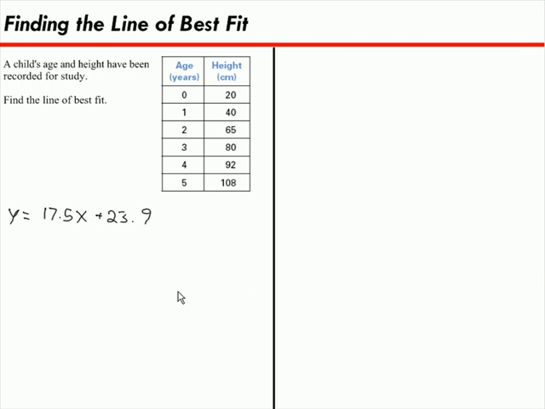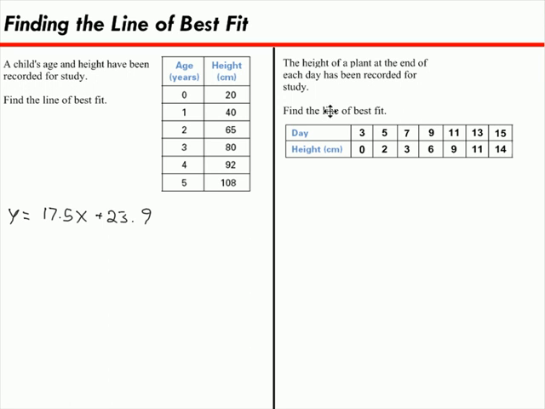Okay, so keep your calculator handy because now it's time to try one on your own. Here's your example problem. The height of a plant at the end of each day has been recorded for study, and they've given a table that looks like this. You can see there's day 3, 5, 7, 9. It looks like they took a measurement every 2 days, and the height in centimeters for that day is given below. And we're being asked to find the line of best fit. So try that using the steps that I showed you earlier, and if you need to rewind the clip to see how I did it using the calculator, feel free, and I'll post the solution when you're ready.